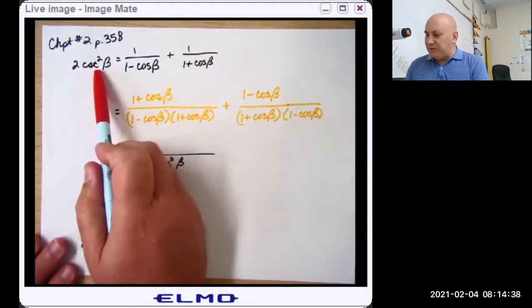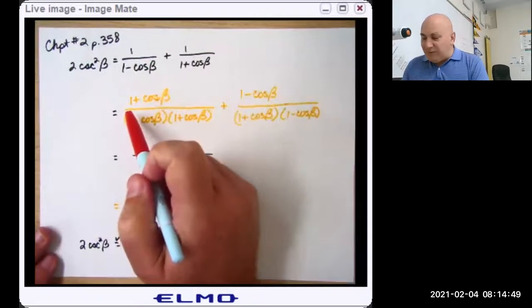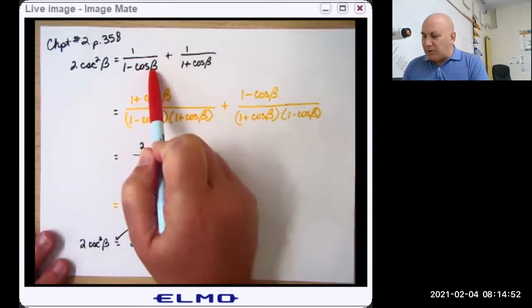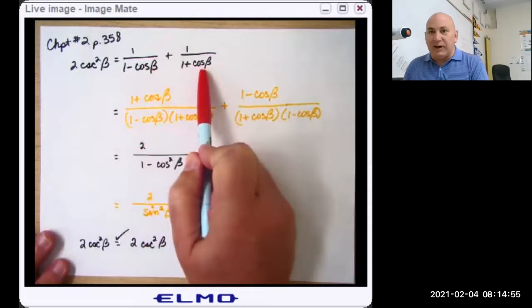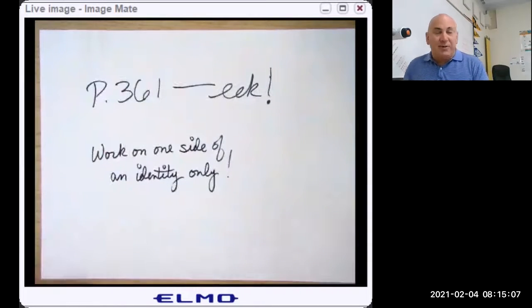So this is true. Again, we said verify the trig identity, so we're telling you it's true. You just have to prove it, and we did. The catch is it's not true everywhere, because it's not true where cosine beta equals 1 or negative 1, because then these terms aren't even defined. Again, I want to point out, top left of page 361, they manipulated both sides of the equation. Don't do that. Change only one side of the equation.